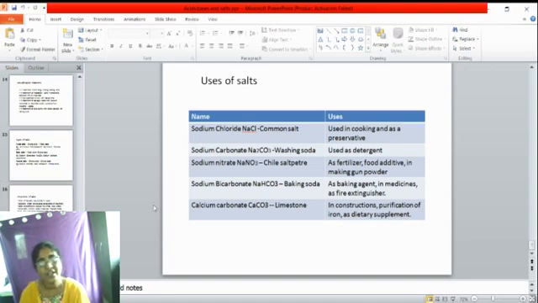So that's all related to acids, bases, and salts. Hope you don't have any doubts related to this? We will be discussing in the classrooms.